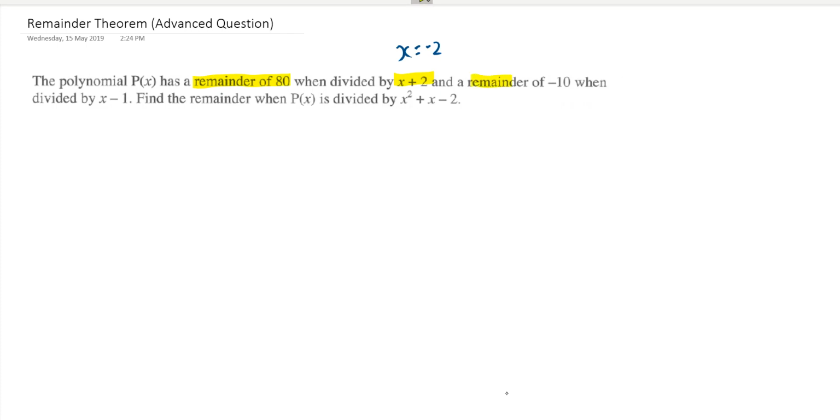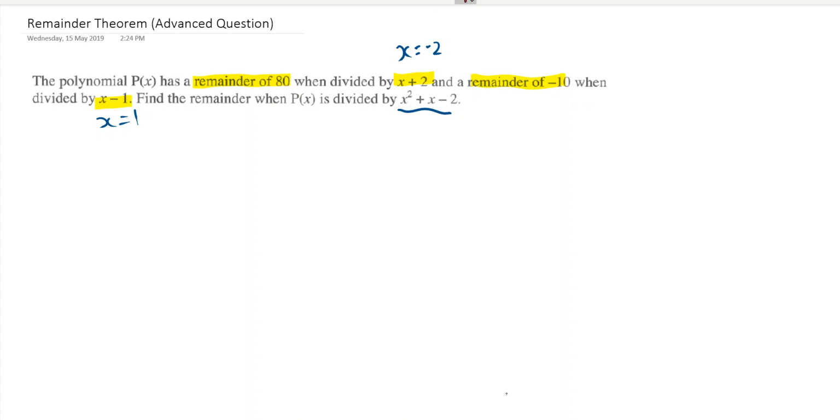And the remainder of 10 when divided by x minus 1. So what should you do? You should write x equals 1. Now find the remainder when P(x) is divided by this quadratic function. And you have to know that in A Math, most of the time the question, everything is related. Part A is related to part B is related to part C. Whatever they gave you, the information is definitely related.